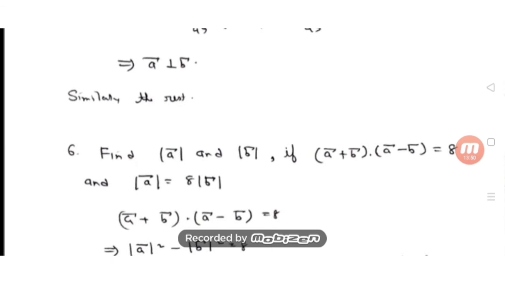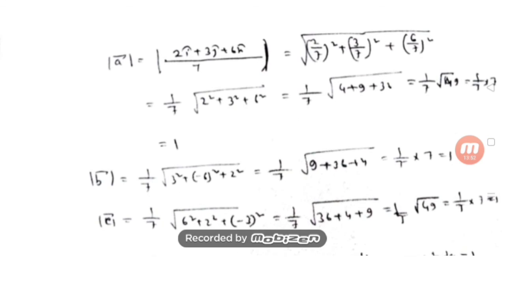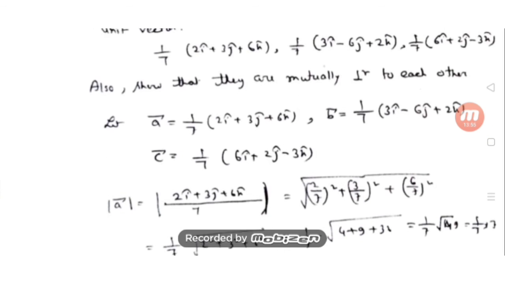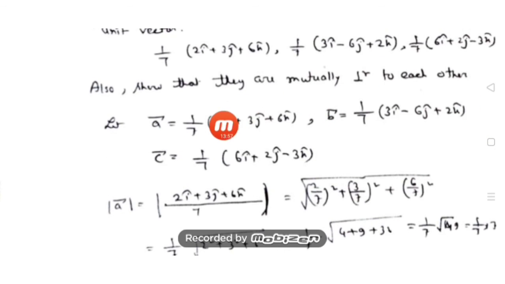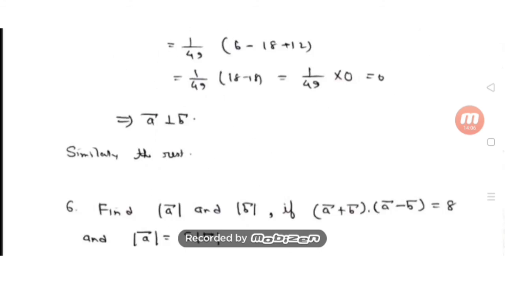Okay. Similarly, we can show the next parts, because you have to show that they are mutually perpendicular. I have done one, A bar dot B bar, so A bar is perpendicular to B bar. The remaining, B bar perpendicular to C bar and C bar perpendicular to A bar, those two parts you do yourself in the same way.